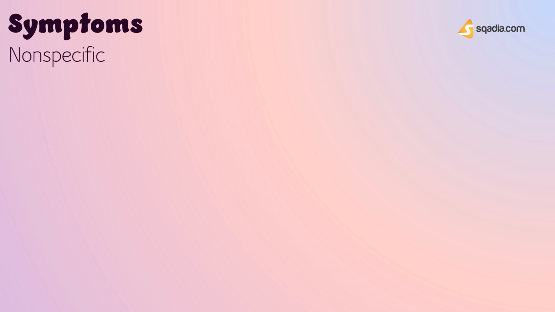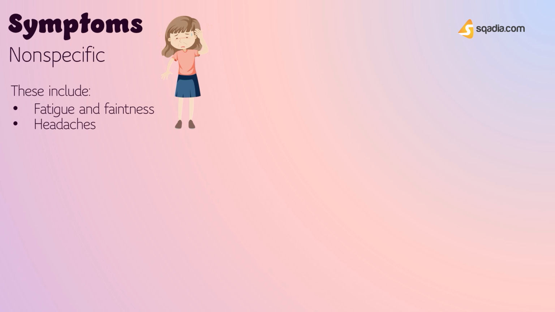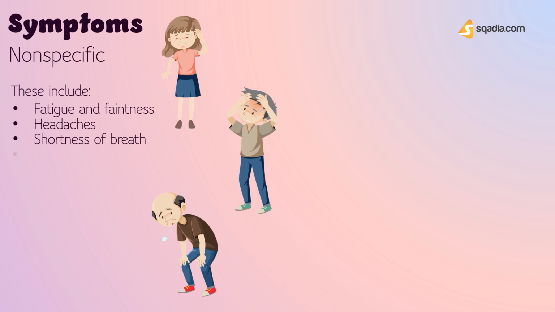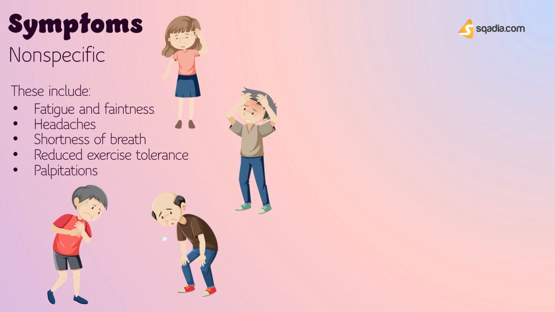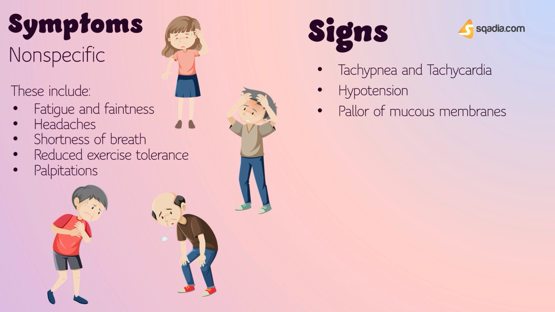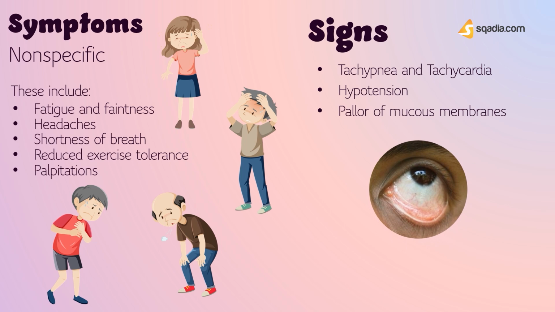They are non-specific and are shared amongst various types of anemia, and they are also accompanied by signs and symptoms that are caused by the underlying cause or causes. These include fatigue and faintness, headaches, lethargy, shortness of breath, especially on exertion, chest pains, reduced exercise tolerance, and palpitations. And some signs like tachypnea, hypotension, tachycardia, and pallor of mucous membranes, nail beds, and palmar creases. This is more notable in the inside of the mouth and the mucous membrane in the eye.